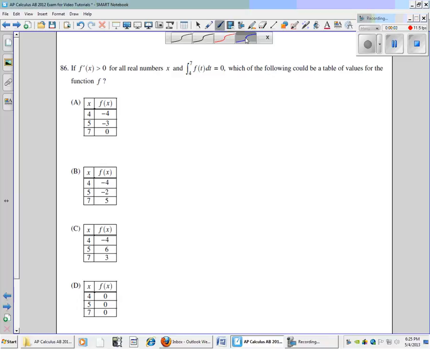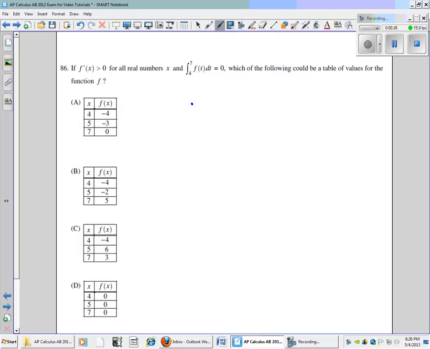This is problem number 86 of the 2012 AP Calculus exam. If the first derivative of f(x) is greater than 0 for all real numbers x, and if the integral from 4 to 7 of f(t) dt is equal to 0, which of the following could be a table of values for the function f? Let's go ahead and begin.